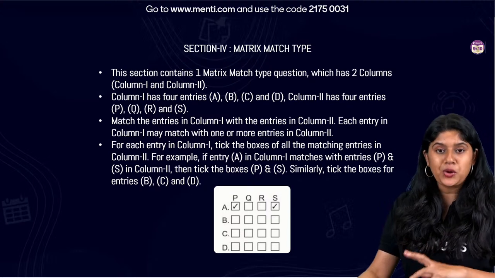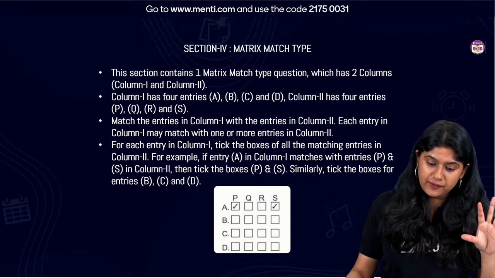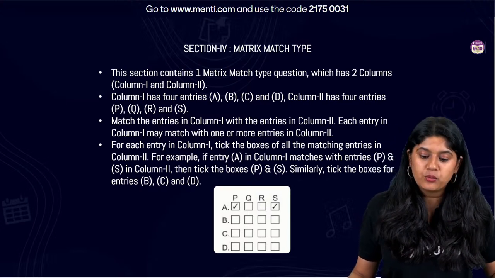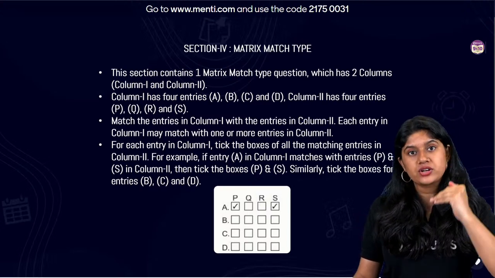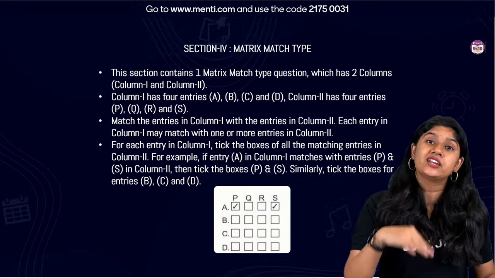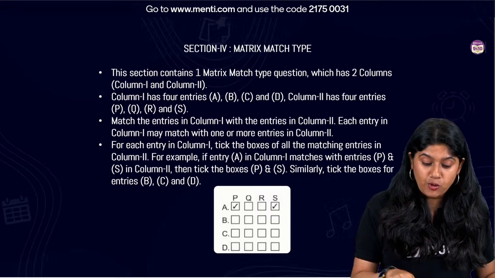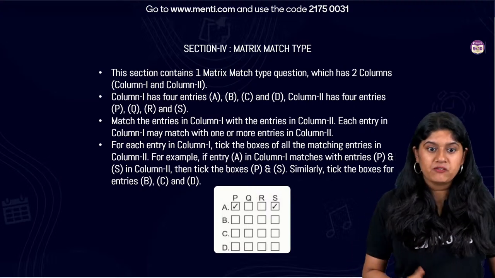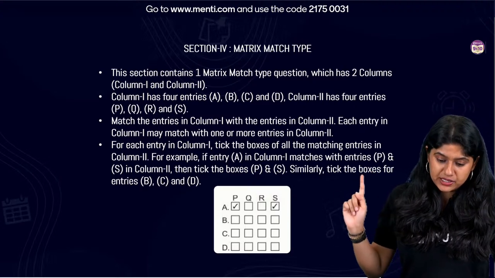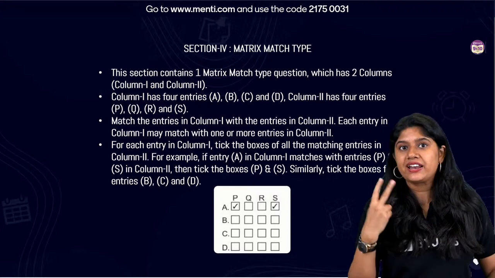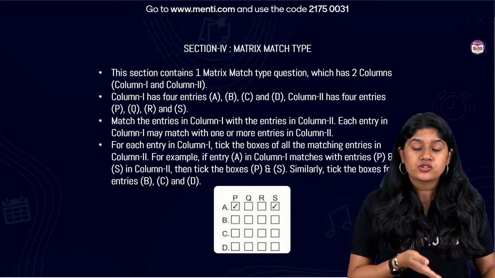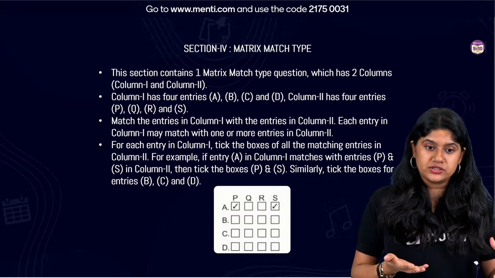And of course, in the question, you will have two columns. Column 1 and column 2, right? Now, in column 1, you will have 4 entries. And in column 2 also, you'll have 4 entries. And then you have to match. Now, over here also, if you see, we have A, B, C, D, and on the opposite side, we have P, Q, R, S. So A can have 2 matches, B can also have 2 matches, 3 matches, 4 matches. So that's how we will be moving ahead with this. Are we clear?